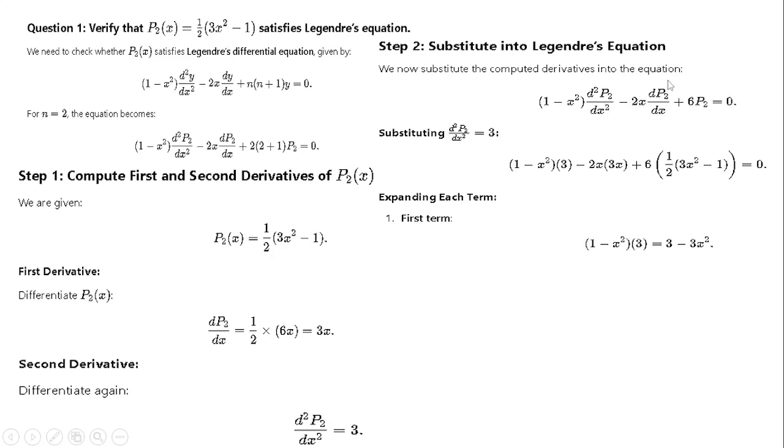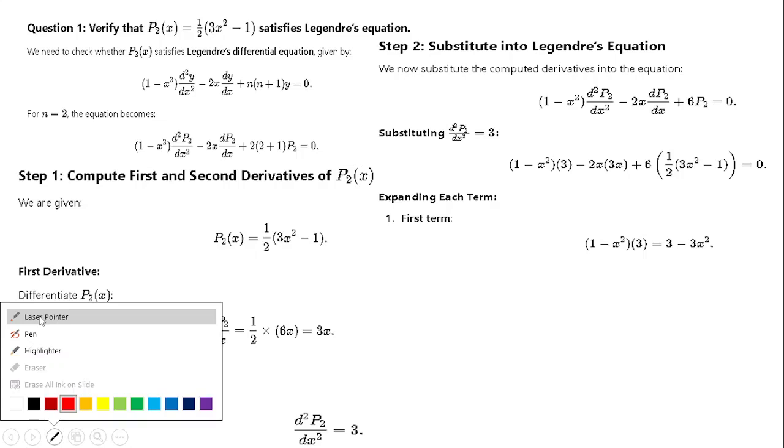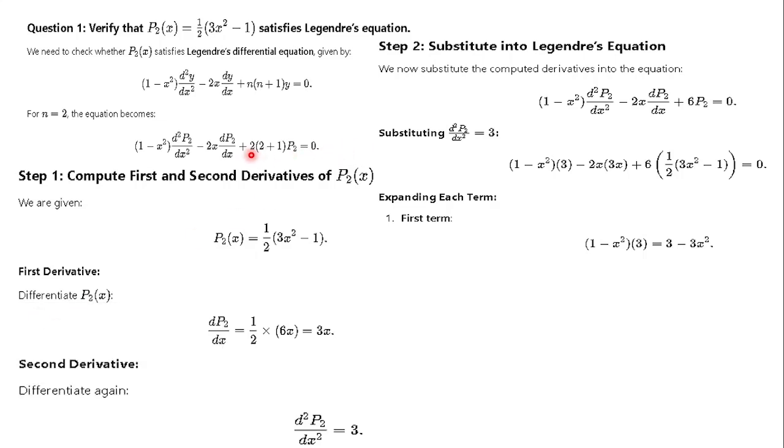This one, what is this value? 3x. We'll put it here. Then this is 6. This is 2 into 3, so 2 times 3 is 6. That's why we have 6 here. So P2 is the whole of this value, so we'll put the P2 here.